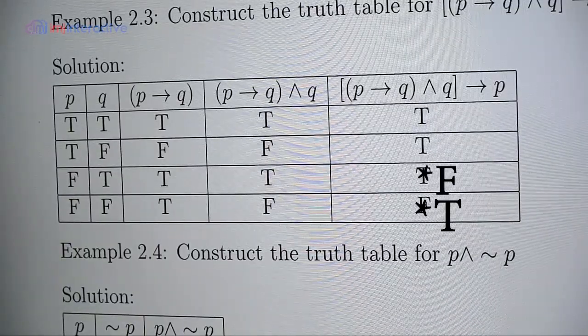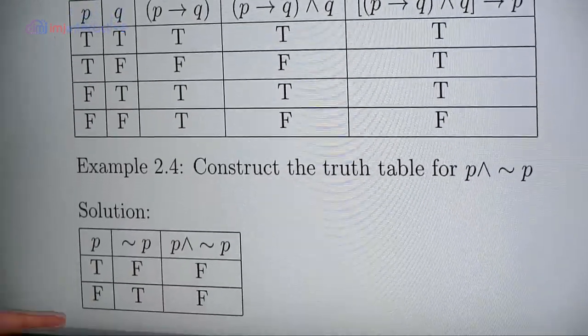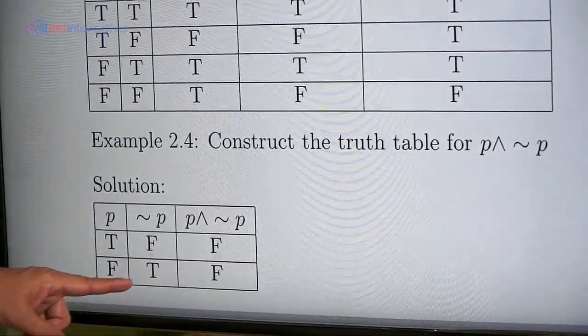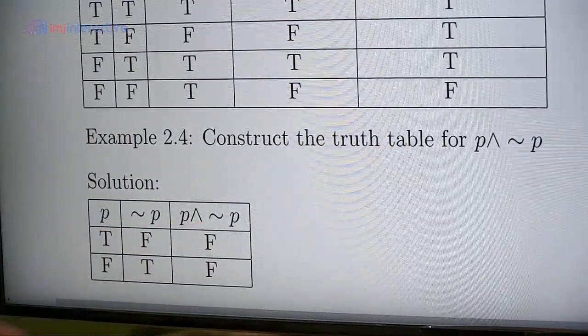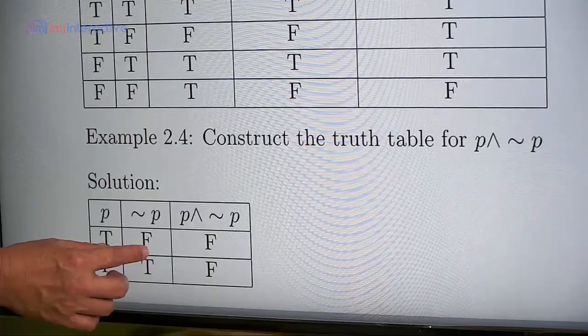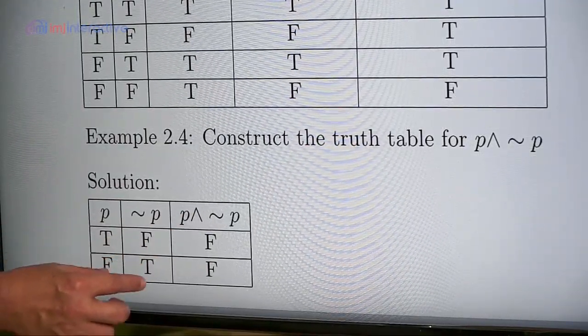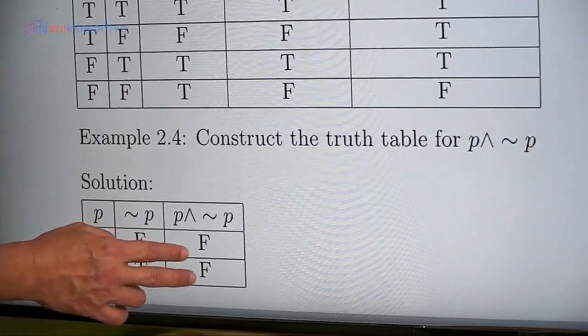Next, let's construct the truth table for the next example. P and not P. So P is true, so not P is false. P is false, not P is true. And so it will only be false if both of these are AND. It will only be true if both of these are true. Since this is one true and one false, both of them will be false.